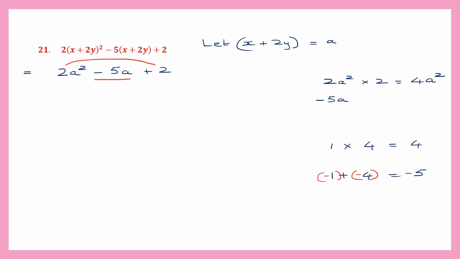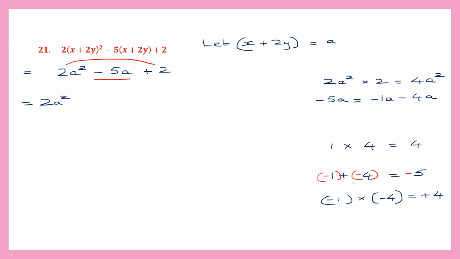Now what if I multiply these two numbers? Minus 1 into minus 4. Let's multiply. Minus into minus is plus. 1 fours are 4. So when we added, we got minus 5, and when we multiplied, we got plus 4. So these are the two terms that minus 5a can be split into. So now minus 5a is minus 1a minus 4a. Both these terms give us minus 5a. So we have split it. Let's write it here. 2a squared.